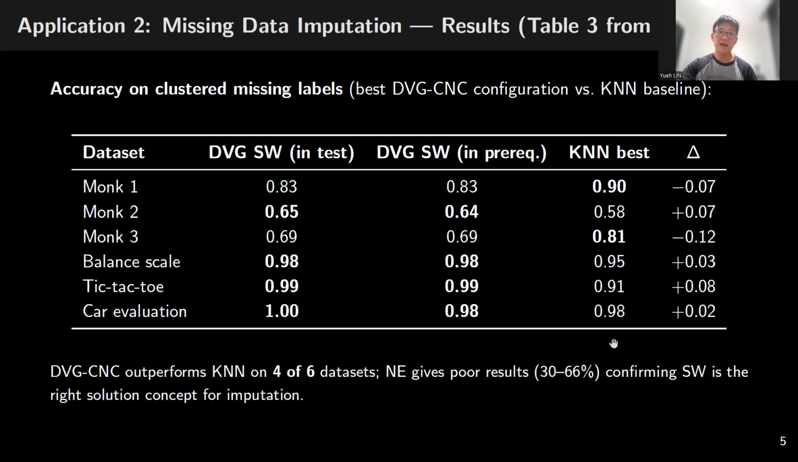Now let's look at the second application, the missing data imputation. As before, we compare our voting game model with the best KNN baseline. So KNN has a K that can range from 3 all the way to 15, and we pick the best out of them. And we see that our voting game models outperform KNN in 6 of the 8 data sets that we have here.